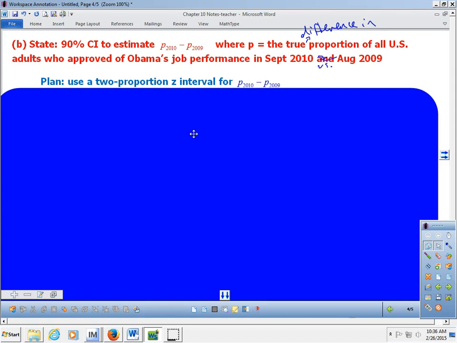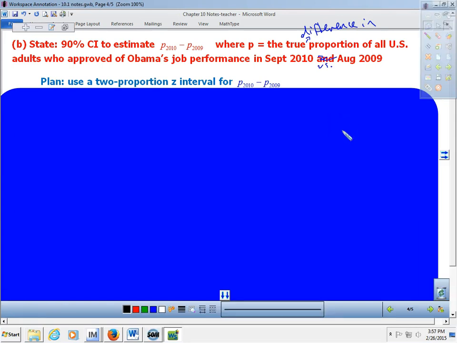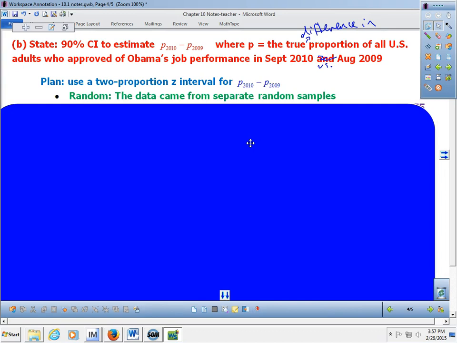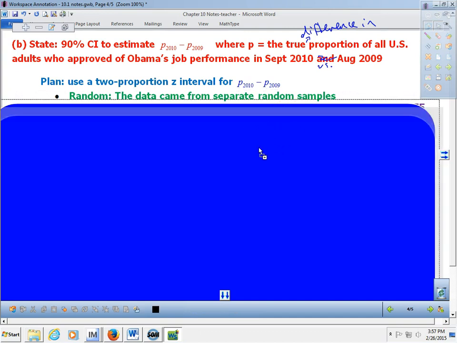We're going to plan it out. We're going to use a 2 proportion Z interval to do just that. And so we want to make sure that we're letting everybody know that. So we're going to do a 2 proportion Z interval for this difference in job approval rating from 2010 and 2009. Okay? Before we get to do that, we have to check our conditions. Okay? So, first and foremost, random, right? And this is like it was before. The data need to come from random samples. And both sets of data need to come from random samples. Okay? And they do. It was stated, so we can move on.